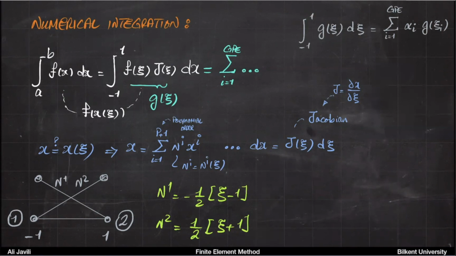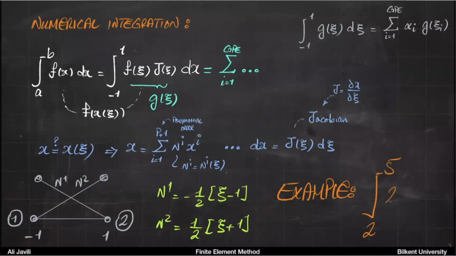The question, the integral that I want you to calculate is this. So it's an example. And I want you to calculate this using the techniques that we just learned. From 2 to 5, let's say, 2x plus 1 dx. This is the integral we want to do. Okay, so this would be your f(x).